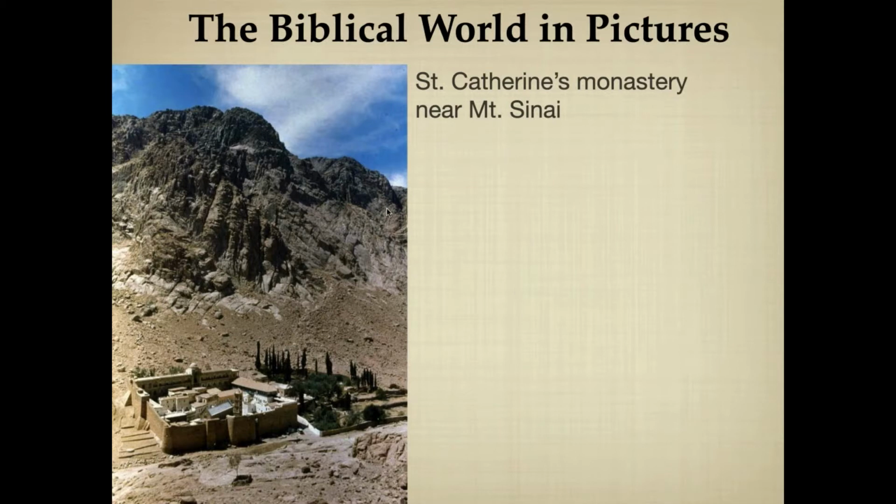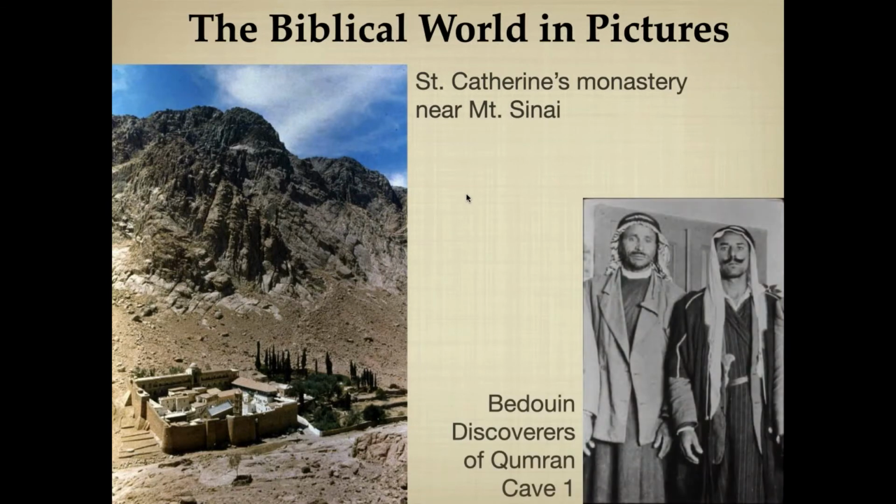Here, for example, is St. Catherine's Monastery near the traditional Mount Sinai. And even more interesting is here's an archival picture of the two Bedouins that are alleged to have found the first Dead Sea Scrolls at Qumran in Cave 1. And you've probably heard the story of they were herding sheep and threw a rock in the cave and heard it hit a pottery jar, and that's how they found the Dead Sea Scrolls. Well, this is supposed to be the picture of the two Bedouins that did that.